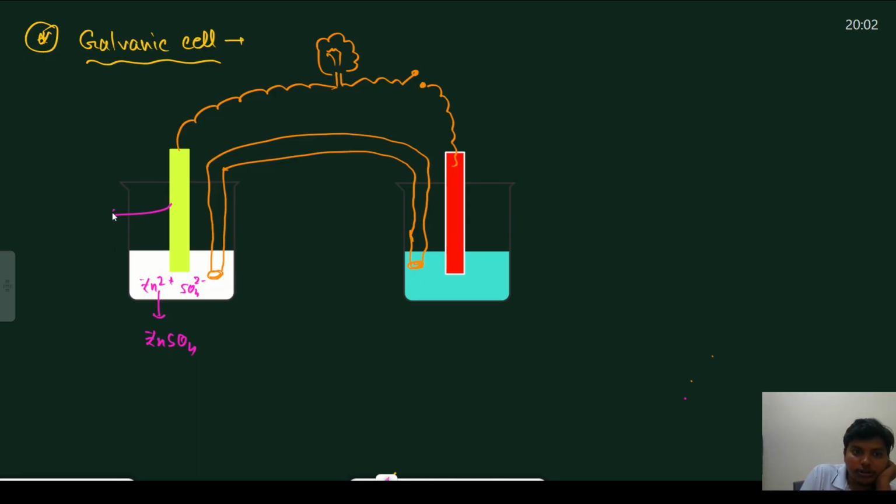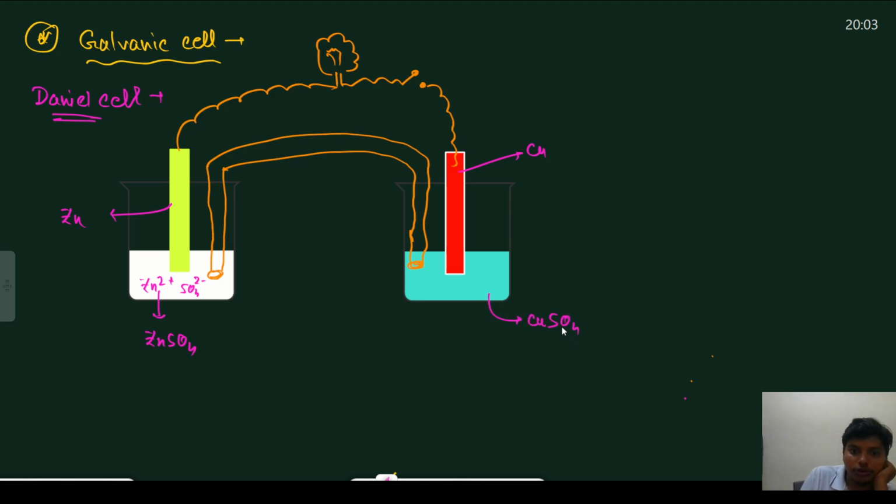And what is this electrode? Zn, zinc electrode. Similarly, this is the copper electrode. This particular cell is known as the Daniell cell, which is an example of a galvanic cell. And this solution is copper sulfate solution.